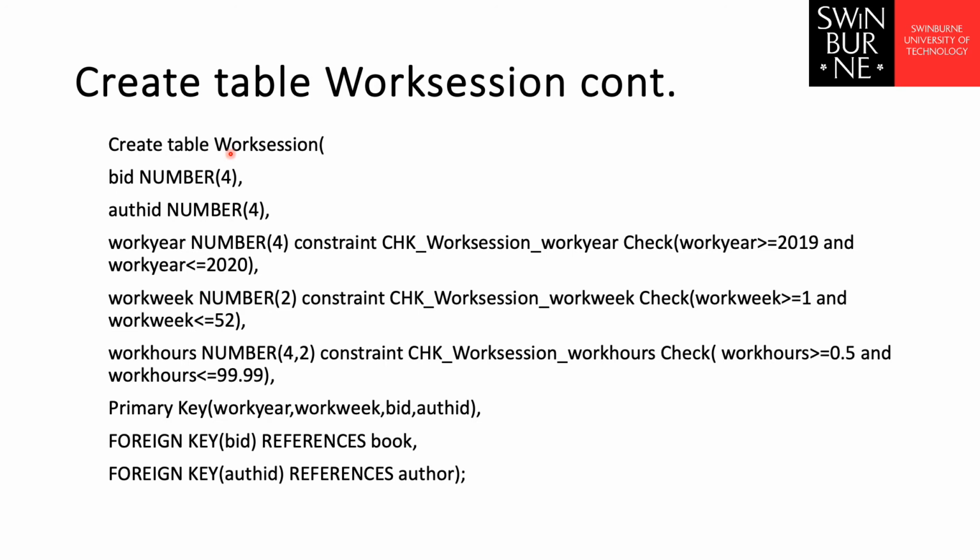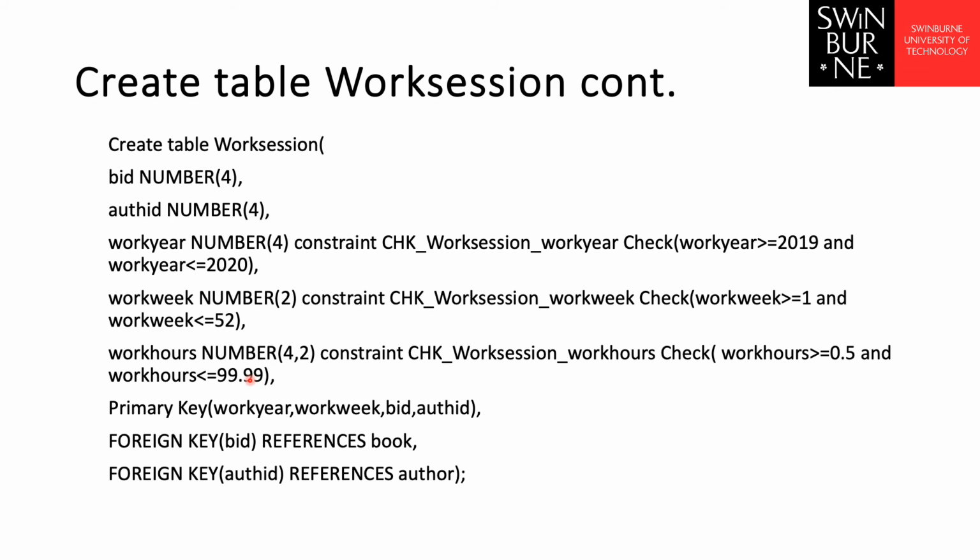First, we need to mention the table name, which is workstation, and then we have to state all the attributes, which include book ID and author ID, which are both numbers with a size of 4 digits, and then work year, which is a 4 digit number that has a condition that it has to be between 2019 and 2020, and work week, which is a 2 digit number which has a condition that it has to be between 1 and 52, and another one is work hours, which is a 4 digit number with 2 decimal places, and the condition of work hours is that it has to be between 0.5 and 99.99.